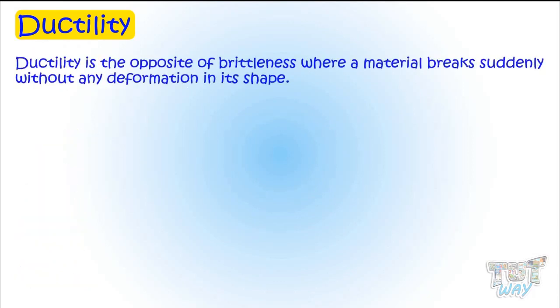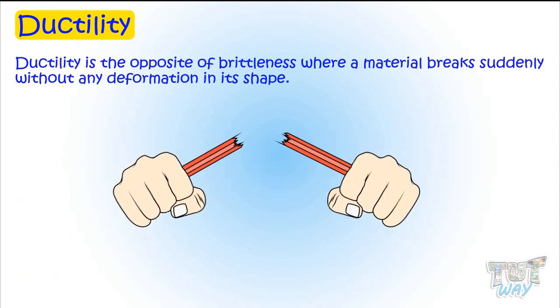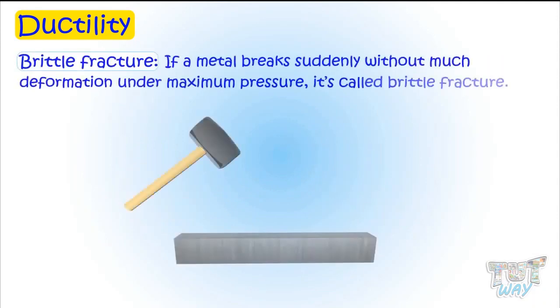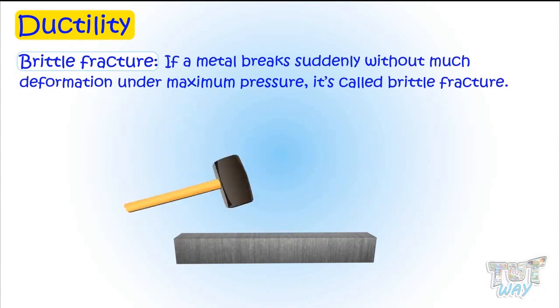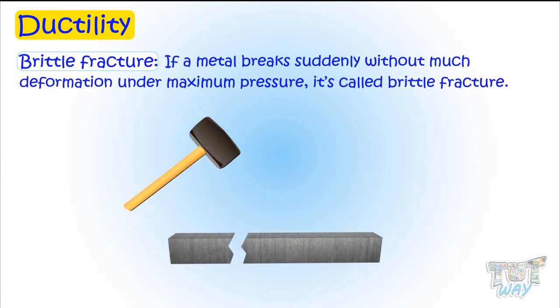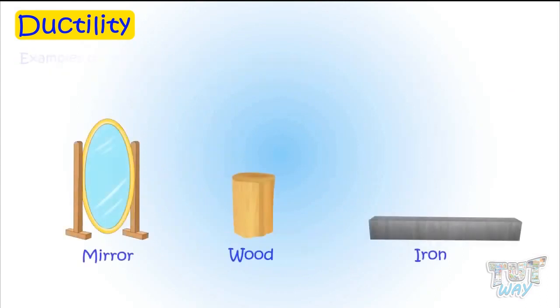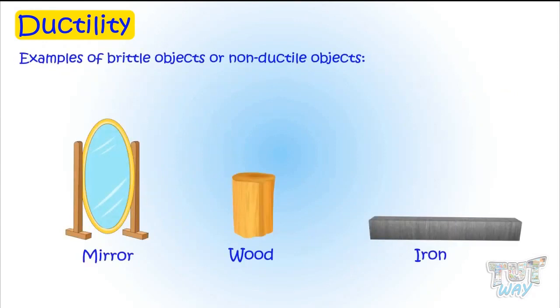Metals like copper, iron, nickel, manganese, silver, iridium, osmium, tungsten, tantalum, hafnium, rhenium, tin, and zirconium can be drawn into very long wires. Ductility is the opposite of brittleness, where a metal breaks suddenly without any deformation in its shape. When a metal or any matter is put under maximum pressure and it breaks suddenly without much change in shape, it's called brittle fracture. Such a metal is not at all ductile, and is called a brittle metal.